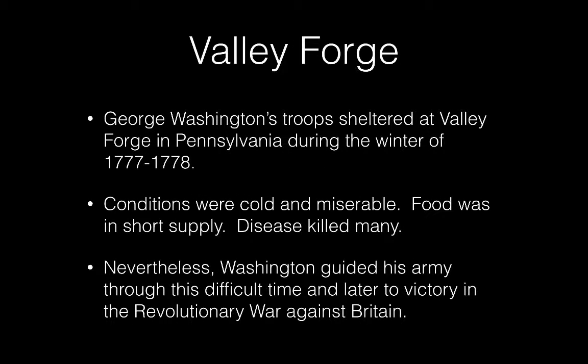Valley Forge. George Washington's troops sheltered at Valley Forge in Pennsylvania during the winter of 1777 to 1778. Conditions were cold and miserable. Food was in short supply. Disease killed many. Nevertheless, Washington guided his army through the difficult time and later to victory in the Revolutionary War against Britain.